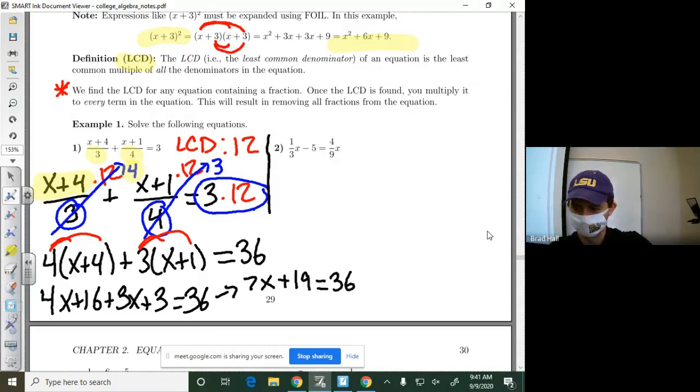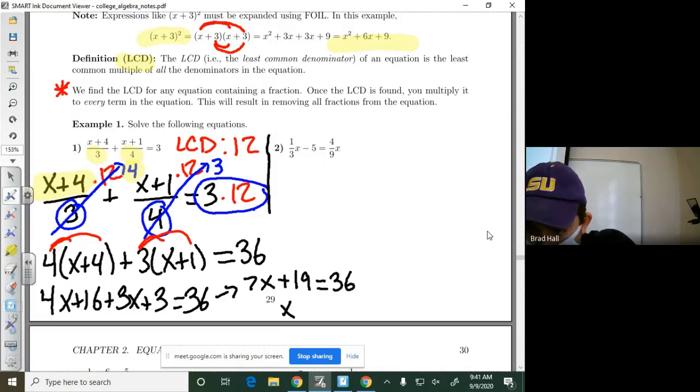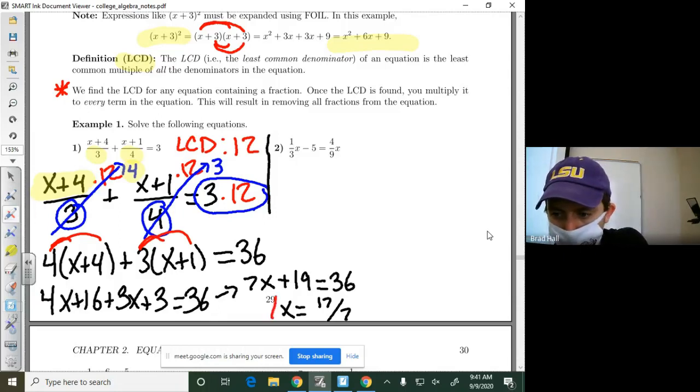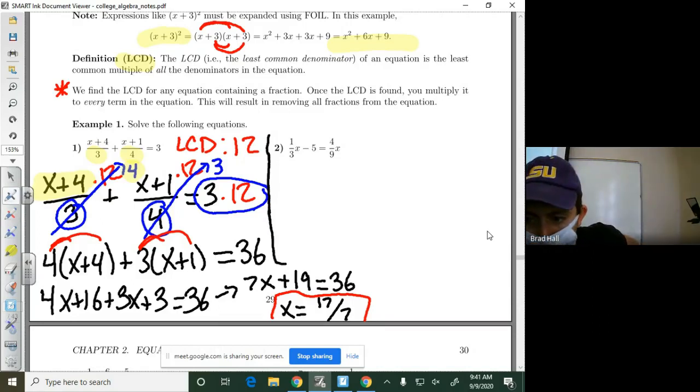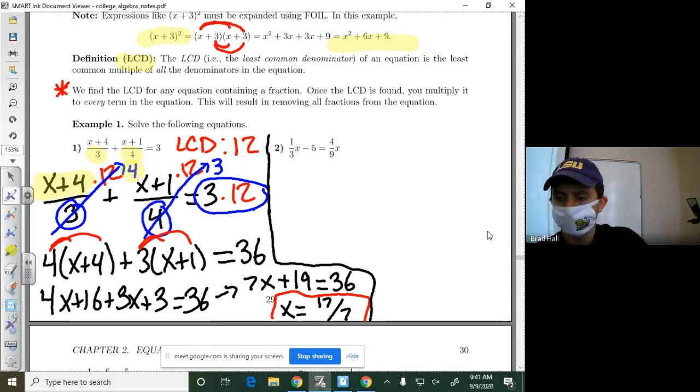Okay, this is good. So here, we can solve for this fairly quickly. 36 minus 19, that should be 17. And then x is 17 divided by 7. Kind of using the prerequisite, combining like terms and solving for x stuff. Okay, so that's definitely right.